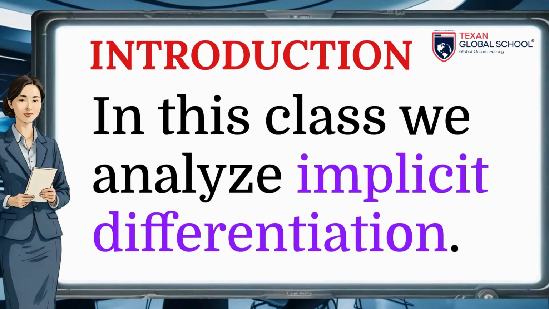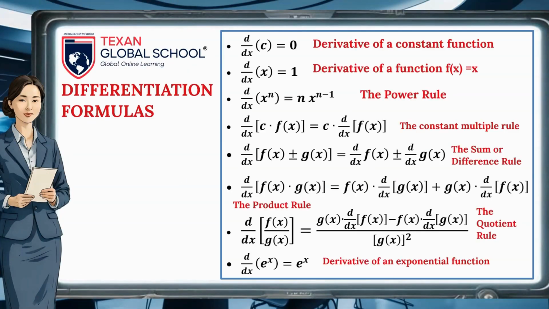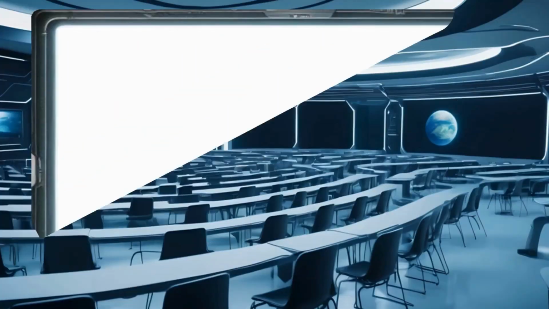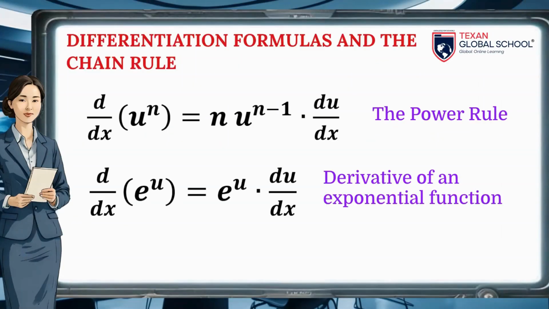In this class, we analyze implicit differentiation processes. It is important to have the formulae with the differentiation rules at hand. Also, remember the chain rule seen in previous classes and its adaptation of the formulas with the chain rule.